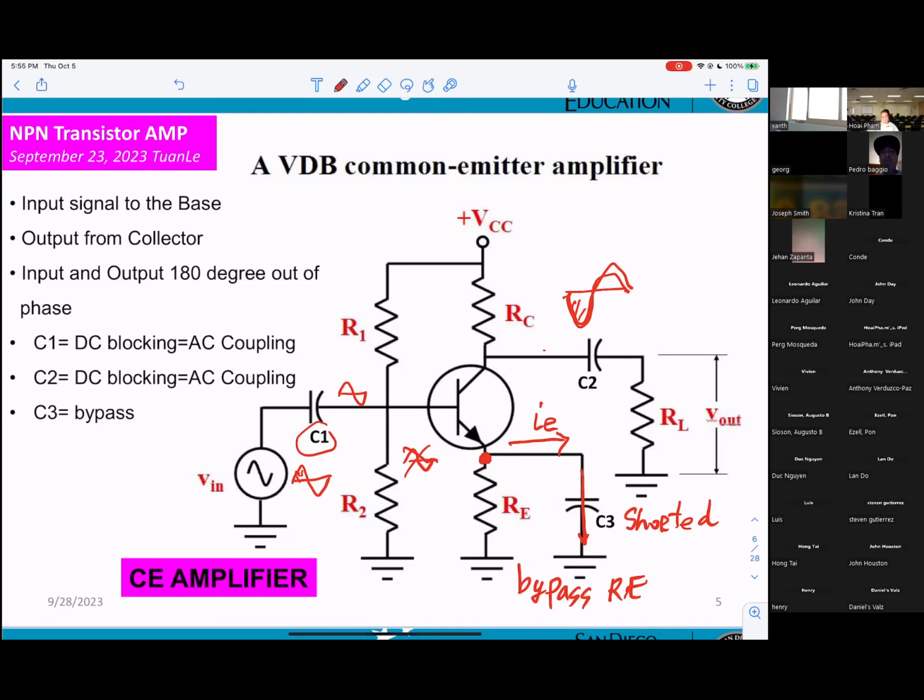That is the purpose for capacitor C3. And later on, when we go into more detail, you can see they can have a C3 or they don't have a C3, that'd be fine. If they don't have a C3, then current IE will go down here.